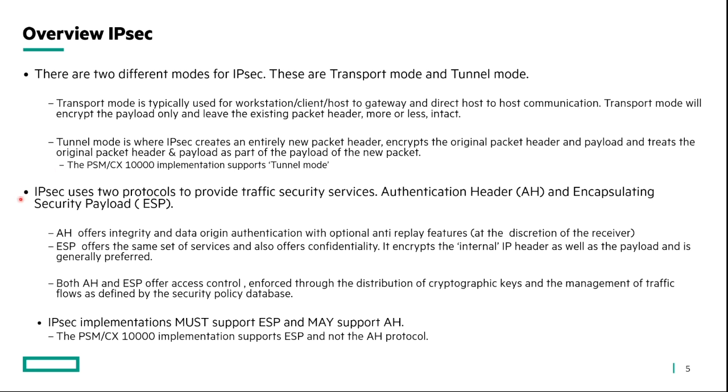So IPsec uses 2 key protocols to provide traffic security: authentication header and encapsulating security payload, ESP. ESP offers the same set of services as AH and also provides confidentiality, as it encrypts the internal IP header as well as the payload, and is generally the preferred option. From a standard RFC perspective, IPsec must support ESP, but it may support AH. And the PSM CX 10,000 combination for this release supports ESP and not the AH protocol.